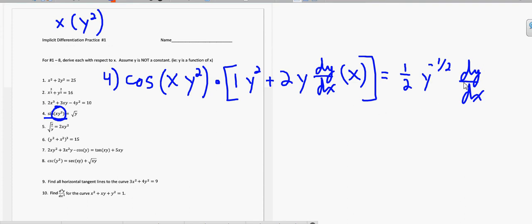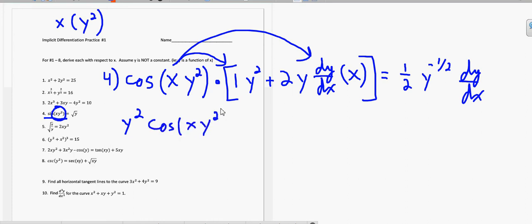Now we've got to simplify these things. Again, our goal is to get dy/dx by itself. We've got dy/dx here and dy/dx here. We need to get them together on one side and then factor out. Problem is, on this left-hand side, we're multiplying all this junk by cosine xy squared. So, to make this simpler for ourselves, we're going to distribute that. And we're going to get y squared cosine xy squared, from the first thing, plus 2yx.